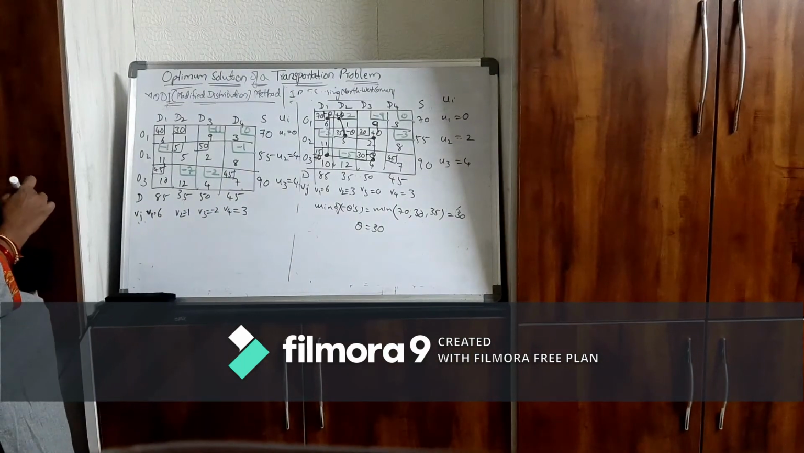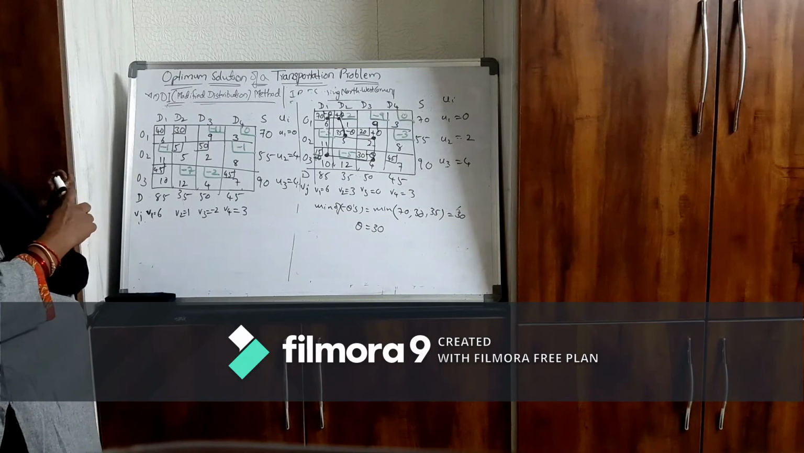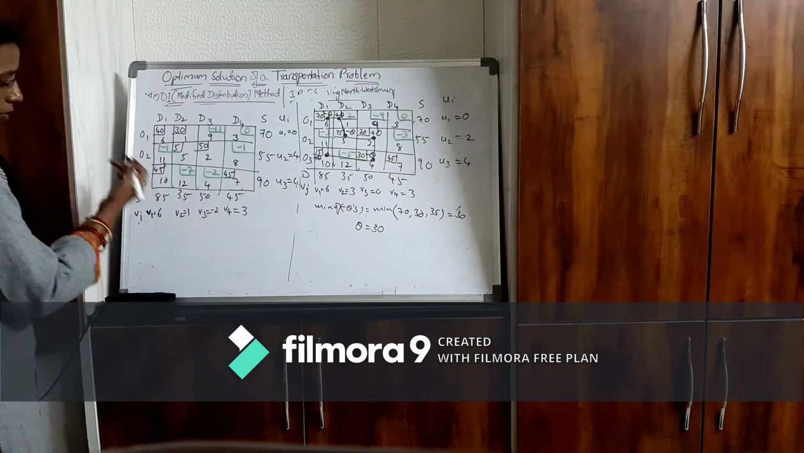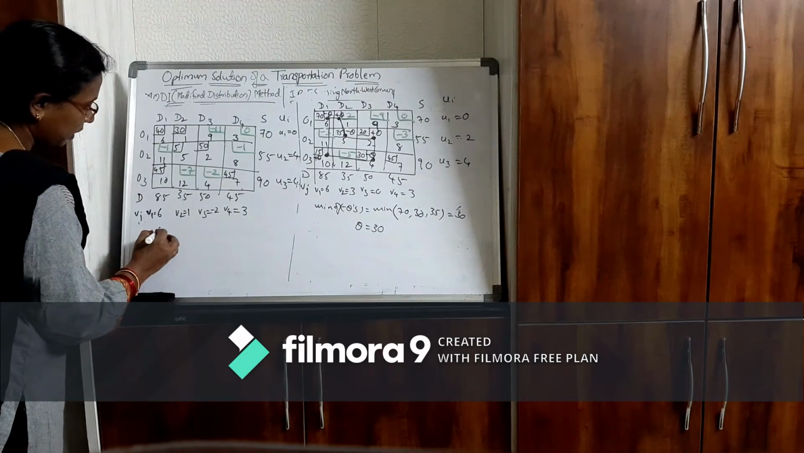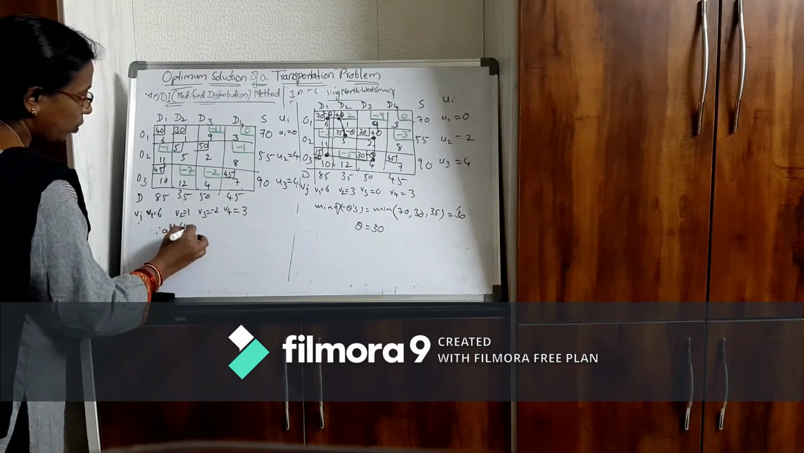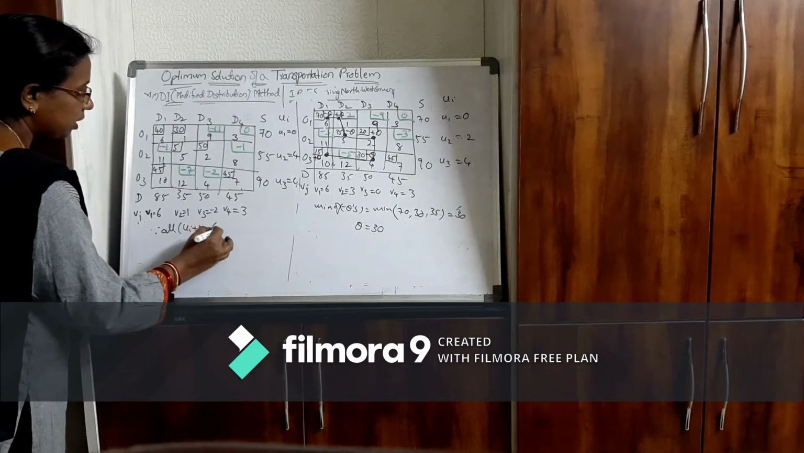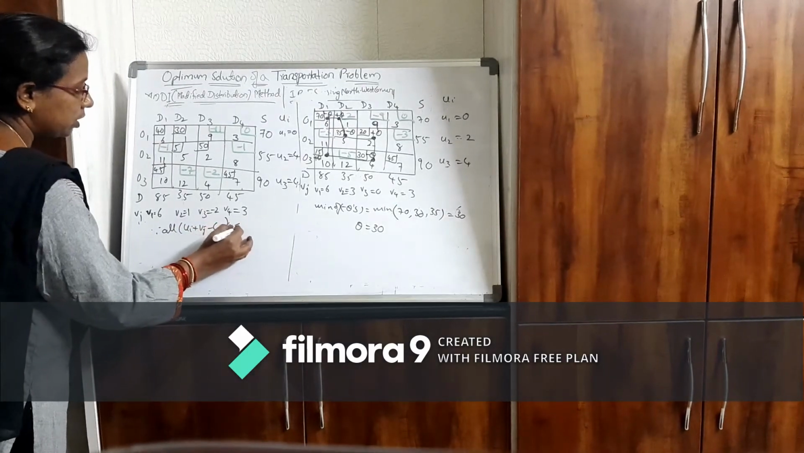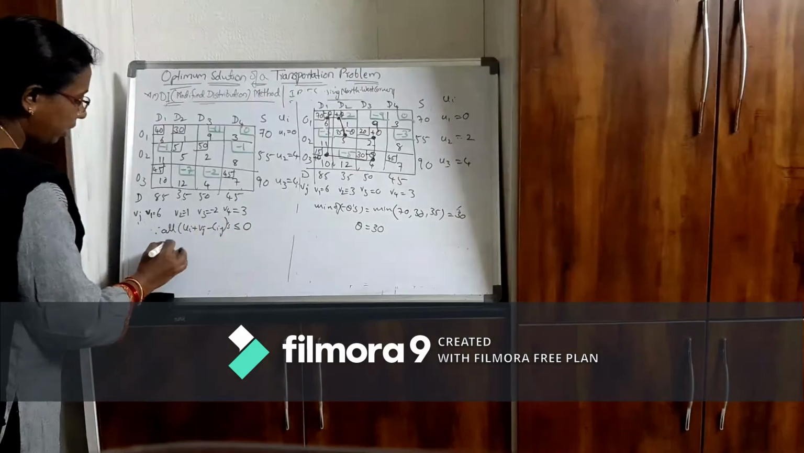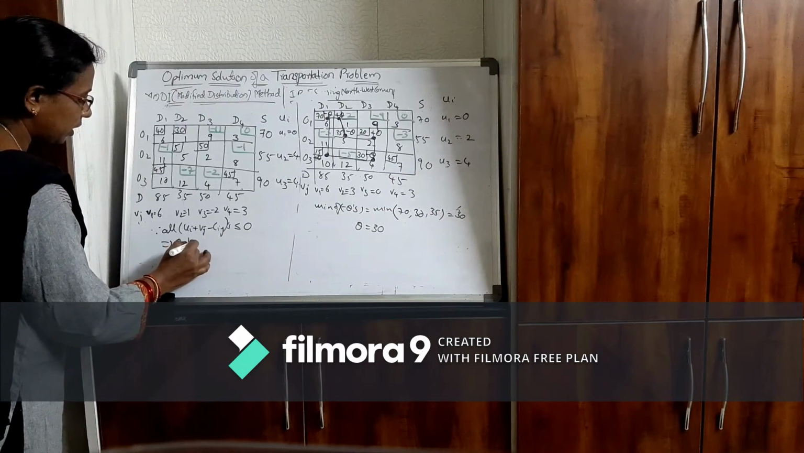Now I got all zij minus cij's less than or equal to 0. So it is an optimal solution. So since all ui plus vj minus cij's are less than or equal to 0, it implies optimal solution is obtained.